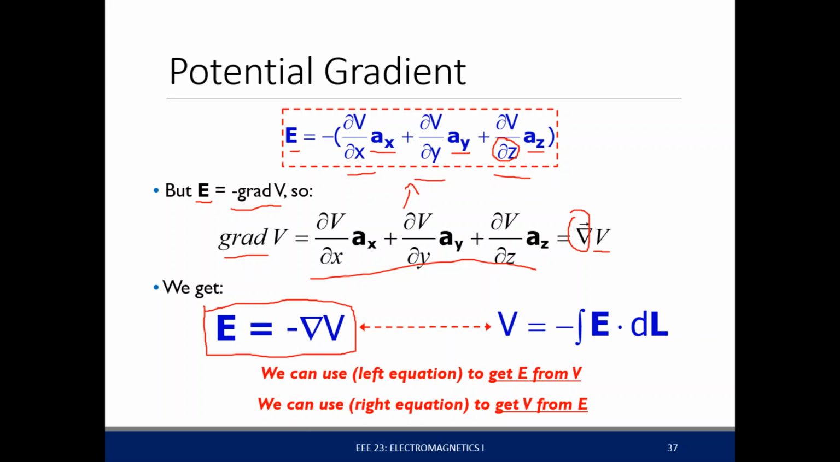So as we use the equation on the right to get the voltage from a given electric field, we can use the equation on the left to get the electric field for a given potential. Okay? So this is actually the third method of getting the electric field due to a distribution of charges. But in this case, you have your potential field and convert it to an electric field.